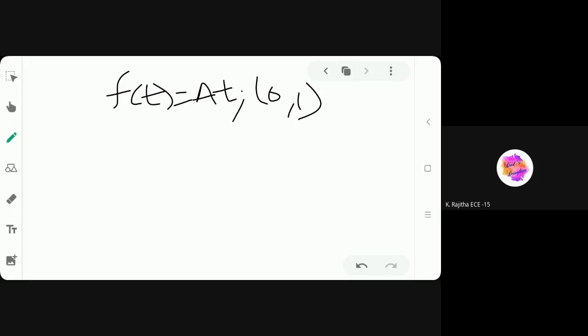This is the question given to you. F of t equal to at in the interval 0 to 1. So now first find out F naught value and tell me the answer. What is t naught value? T naught is equal to 0. What is T naught plus capital T value? 1. So capital T is equal to 1. So what is F naught equal to?